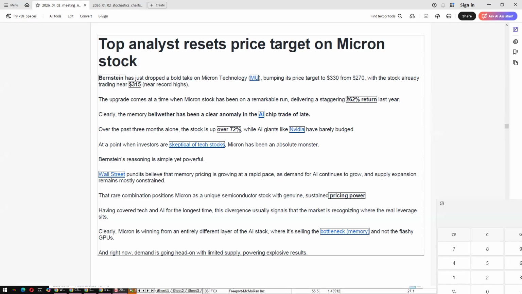So Micron is actually already up 262% from last year at this time. Over the past 3 months, Micron is up 72%, while Nvidia has hardly even gone anywhere. Okay, so we have some clear indications that the memory providers are doing well.